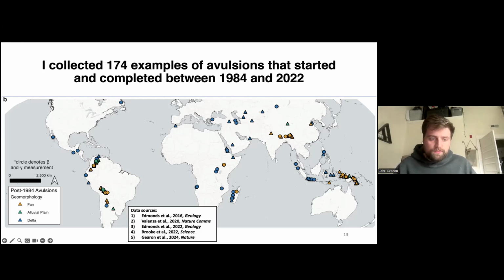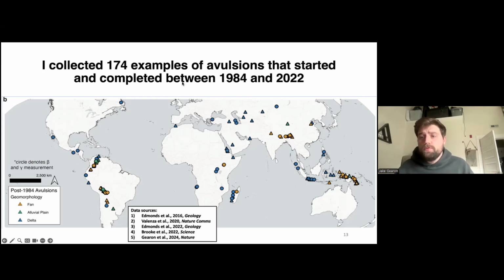I want to talk about the categories. Simply, deltaic rivers here are in blue. These are avulsions that occurred on a delta. Fan is in orange. Again, fan is broad there. It includes alluvial and fluvial fans, anything near the mountain front exit. And then everything in between, I've just called alluvial plain rivers. This is just to give myself an idea of the geomorphic breakdown of these systems.